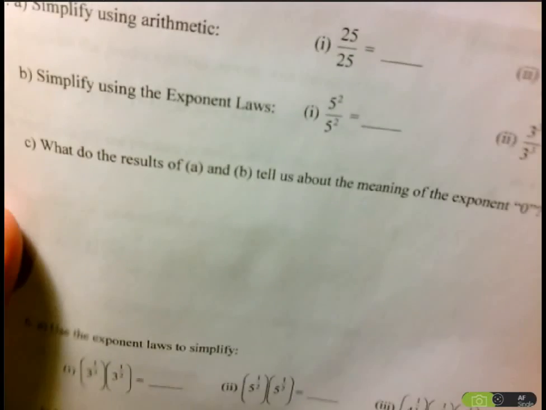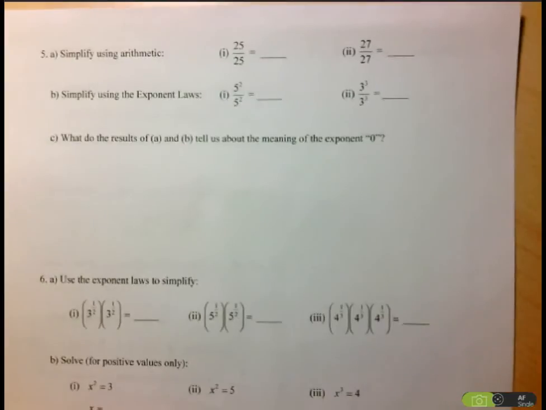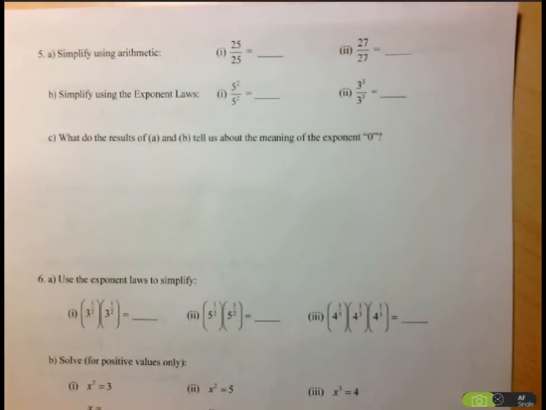So that's what you're going to look at. I'll shut it off and give you a few minutes to look at number 5, where you're going to try to figure out the meaning of a 0 exponent. Take a few minutes to finish this up.